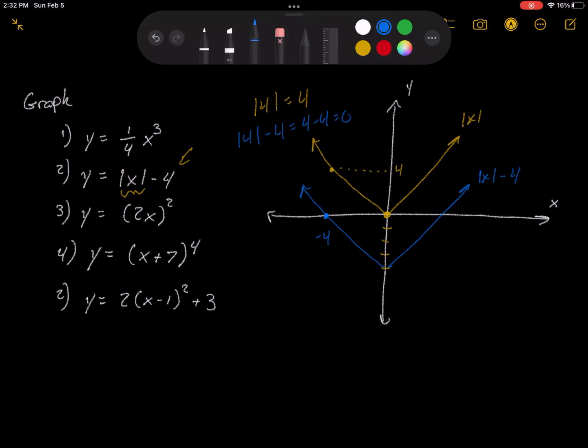So subtracting a number from a function just shifts it down. Same thing if I added 4. If I looked at absolute value of x plus 4, it'd be this function shifted up by 4 units. So adding or subtracting a number from a function just moves you up or down the y-axis.